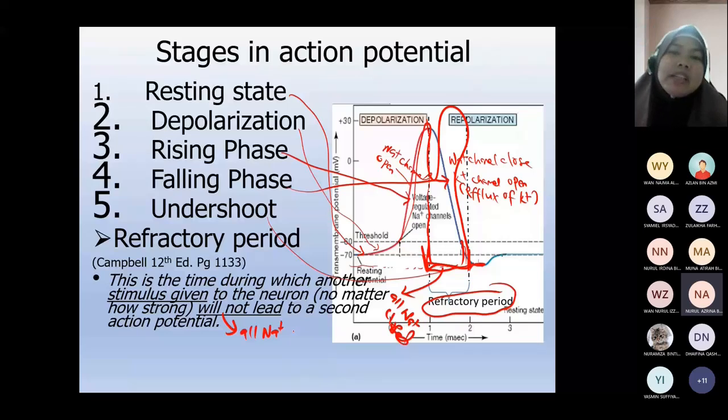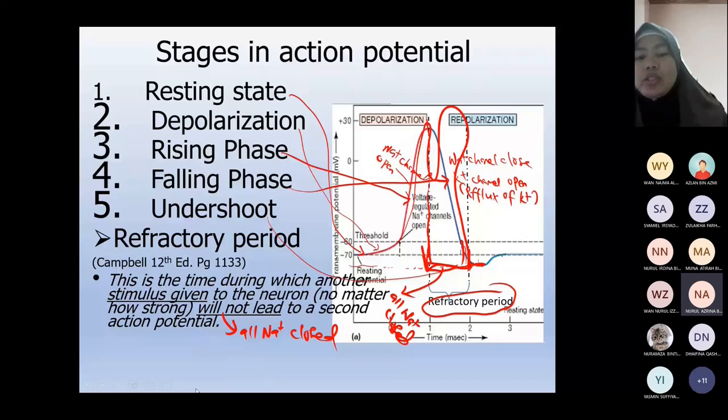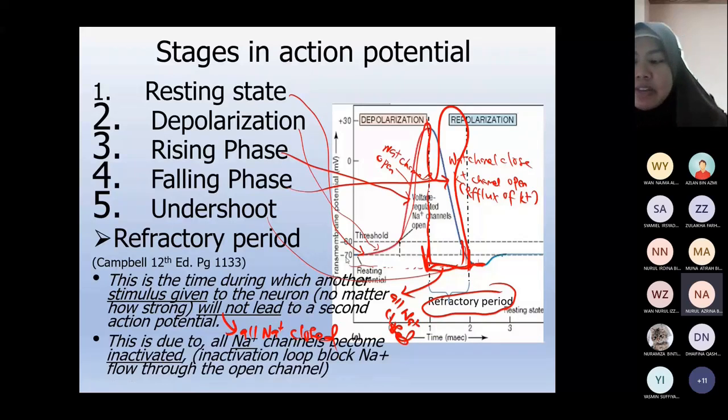Okay, because all of the sodium ion channels are closed or inactivated. This is due to all sodium ion channels being inactivated, or the inactivation loop blocking sodium ions from flowing through the channel.